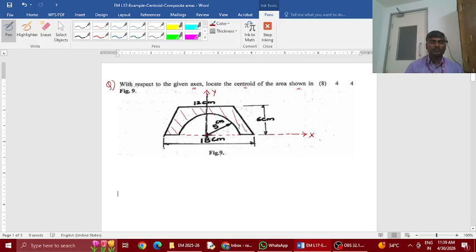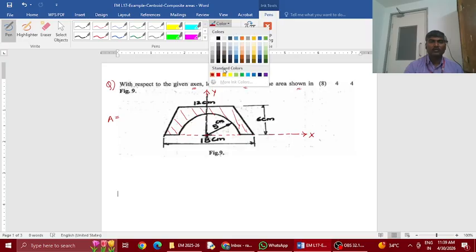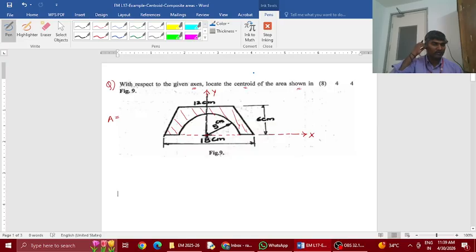Now I'll first get the given hatched area by making regular shapes, because this hatched area is irregular. Now let's try to extract this hatched area from the regular shapes. Let me draw a vertical line here, then draw a vertical line here.